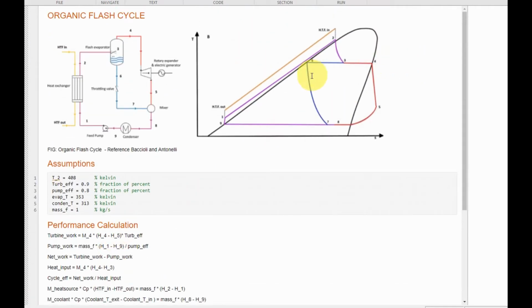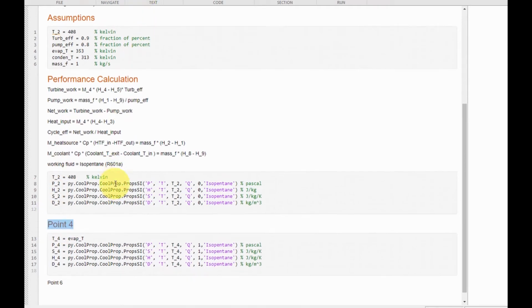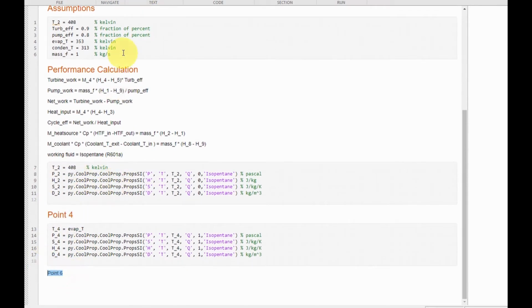So I will just quickly go to point 6, which is also easy to calculate because we know at this point the fluid is saturated liquid coming out from the separator. So we could go ahead and calculate point 6. So again, I change this to point 6. I'll quickly enlarge all this, and then do the same thing for this.